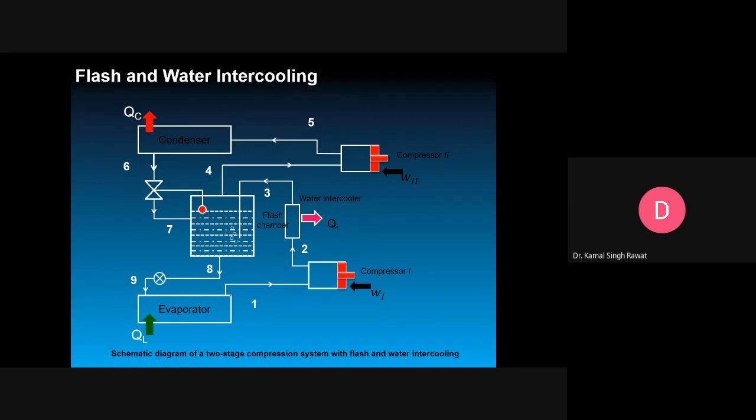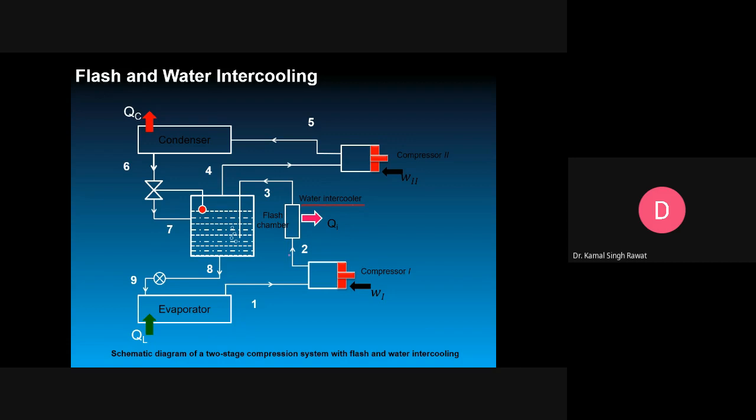Initially, at state 1, we have saturated vapor, and this saturated vapor enters into the compressor, where isentropic compression of this vapor occurs. So at point 2, we have a superheated vapor. Water intercooling is only used when the discharge temperature is too high. If the discharge temperature is too high and you directly send this superheated vapor into the flash chamber, there may be a chance that more liquid will be evaporated. So in that case, we first do the water intercooling.